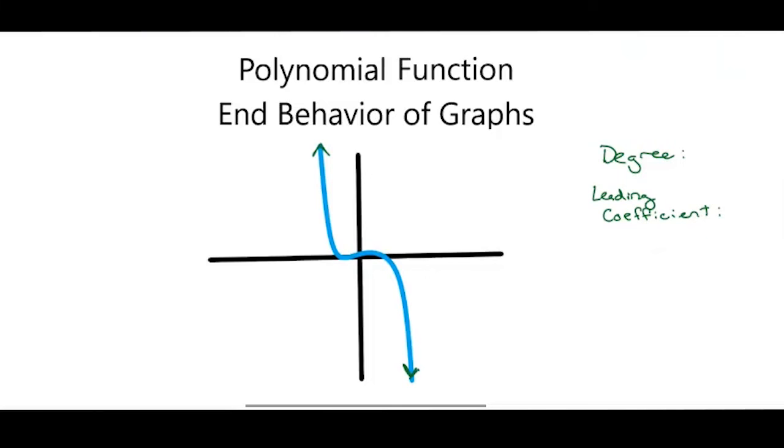Well, what if we have one that looks like this? I would say that the degree of this one is also odd. Okay? But the leading coefficient, because it goes up towards the negatives and down towards the positives, I would say that this one is negative. The leading coefficient is negative. And that's how you determine end behavior of polynomial function graphs.